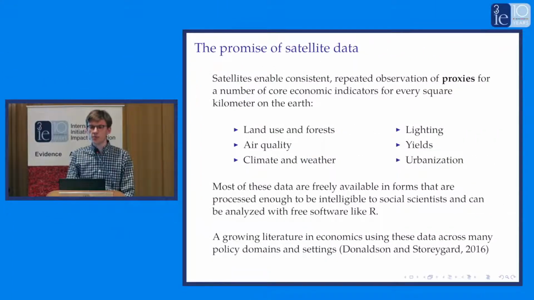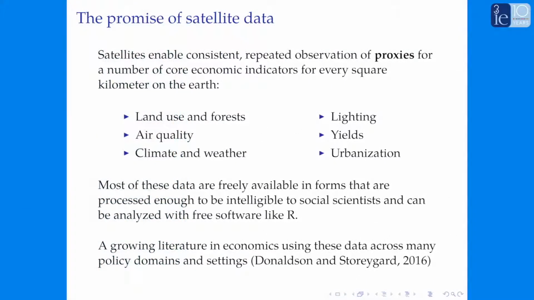Maybe alongside mobile technology, there's probably no more promising tool for reaching hard-to-reach populations and marginalized populations in policy evaluation than satellites. Satellites enable consistent and repeated observations of proxies for a number of important economic indicators for every square kilometer of the Earth. A few prominent examples include land use in forests, air quality, climate and weather, night lighting, increasingly crop yields, and urbanization in buildings.